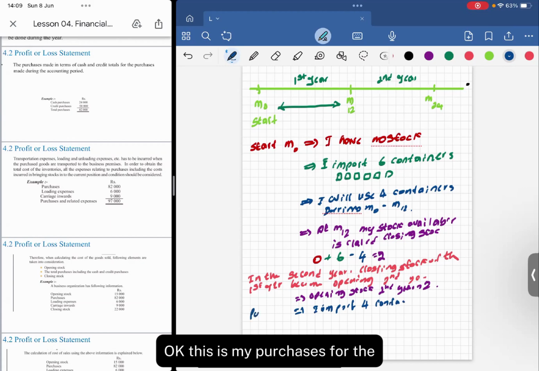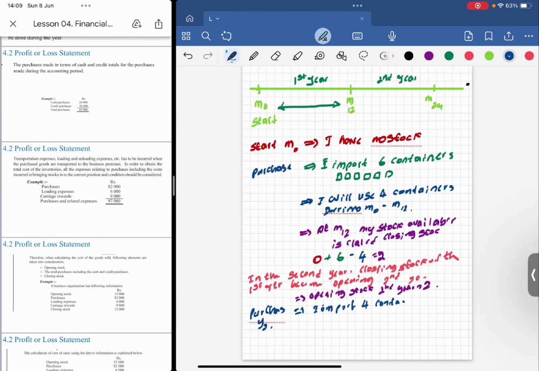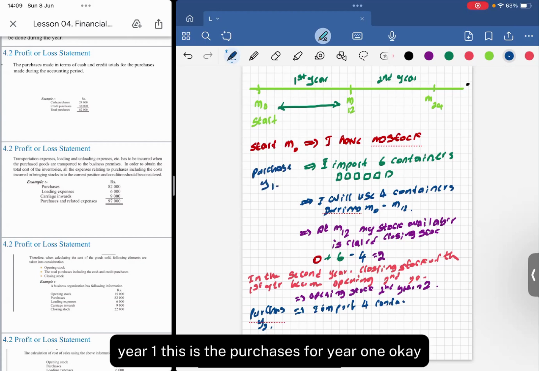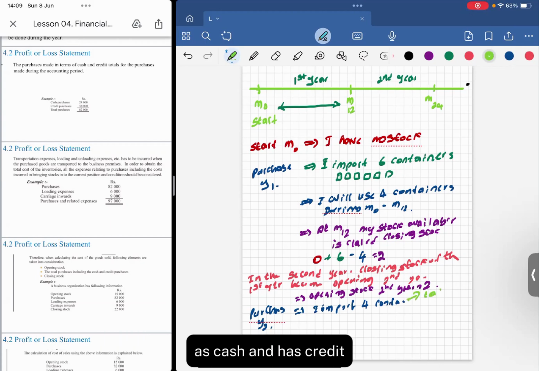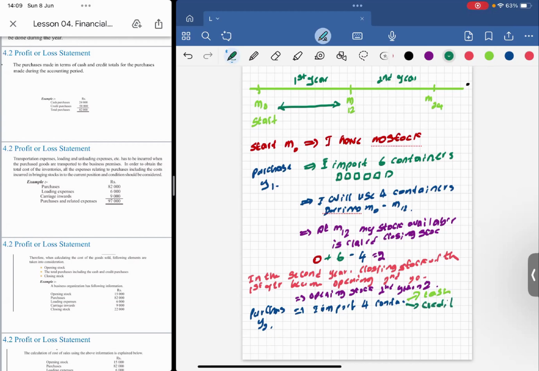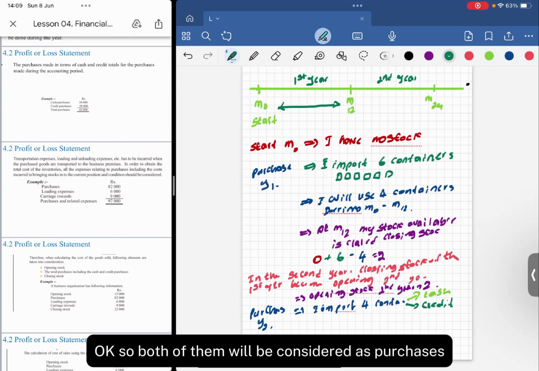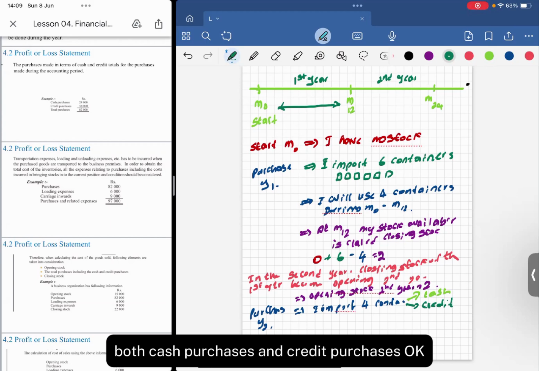Okay, this is my purchases for year 2. This is the purchases for year 1. So these 4 containers, I can import them as cash and as credit. Both of them will be considered as purchases, both cash purchases and credit purchases.